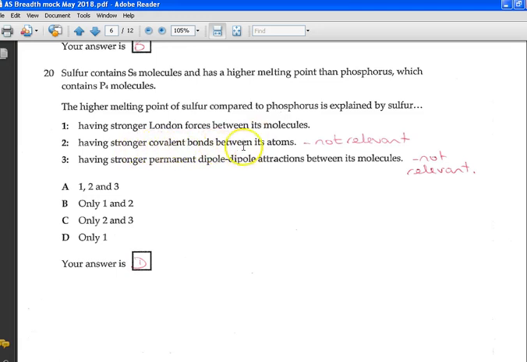Having stronger covalent bonds between its atoms, that is not relevant. And having stronger permanent dipole-dipole attractions between its molecules is not relevant. So only one is the correct answer.